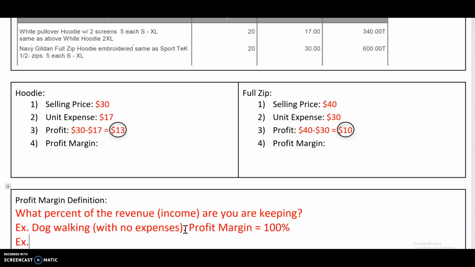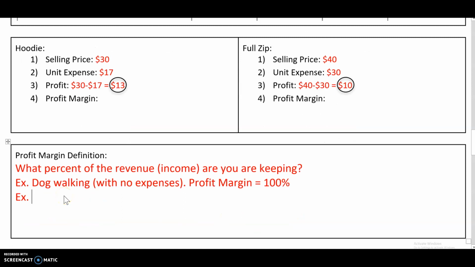Another example. Let's say you are selling some candy bars and you sell your candy bars for $2 each. But you had to pay $1 for that candy bar. So your profit on that candy bar is, well, 2 minus 1 is still 1.